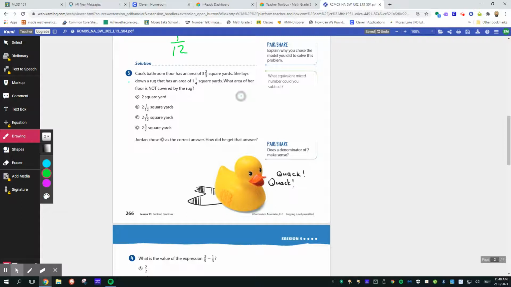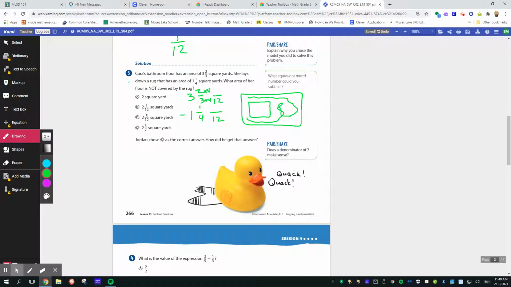So it's just saying that her bathroom floor is this big, right? And her rug is maybe this big. So how much of this is not covered by a rug? So we're taking that 3 2/3 and we're subtracting 1 1/4. So we have 3 and we have a 4. And guess what? 12 is going to be our denominator because we know that both 3 and 4 go into 12.